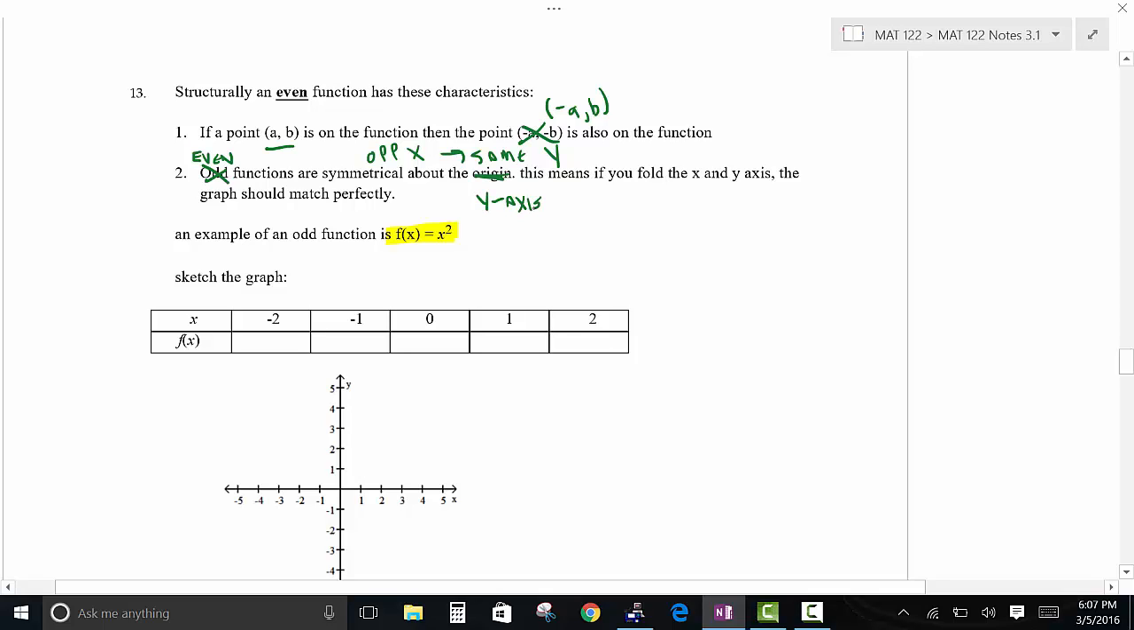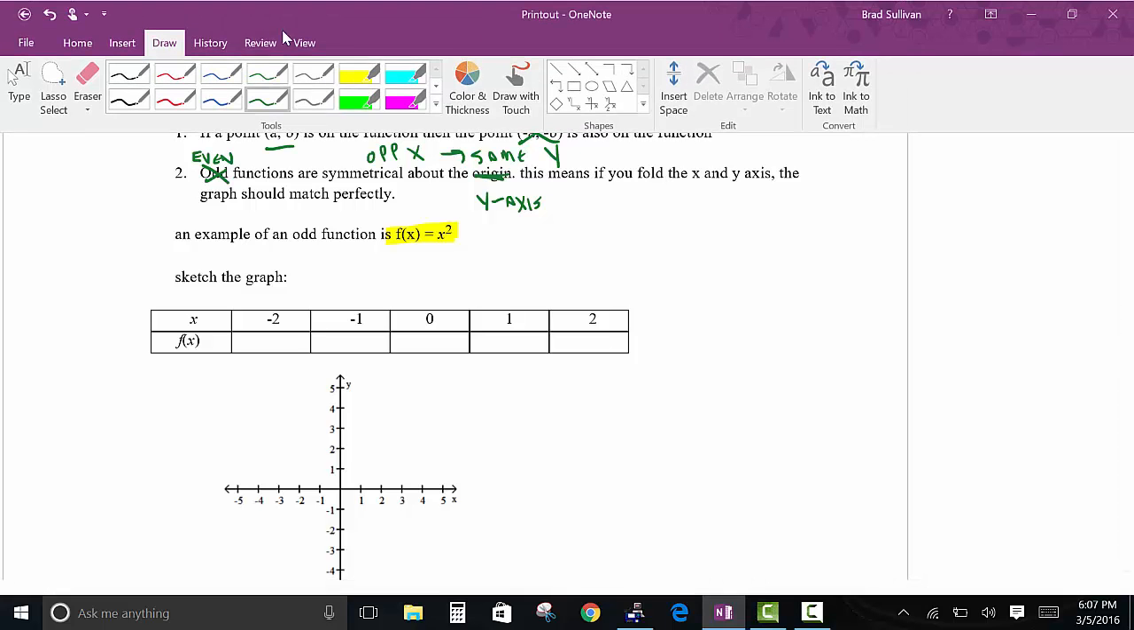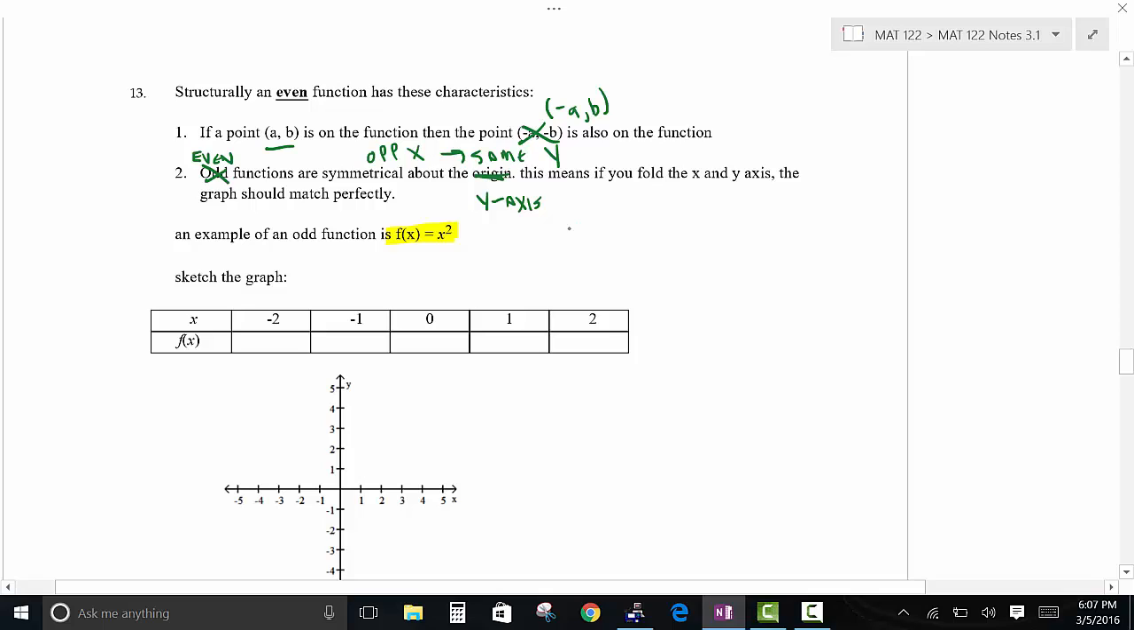Okay, so let's go ahead and generate this then. So let's just analyze some points. The idea is the domain of this function is all real numbers because you can square any number. Any number can be multiplied by itself, so you'd have that.